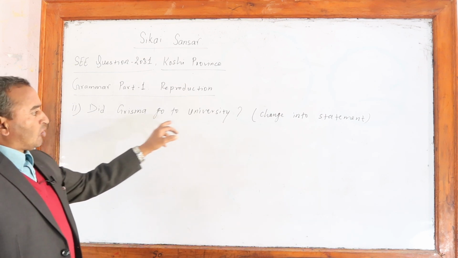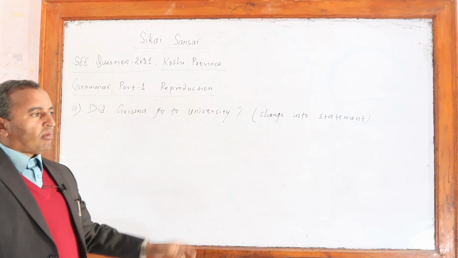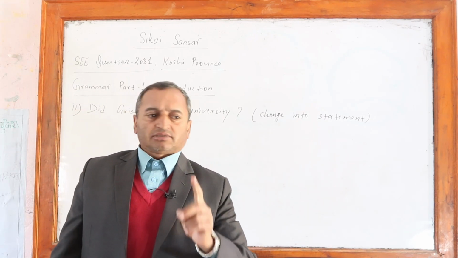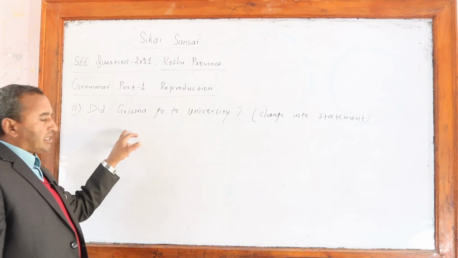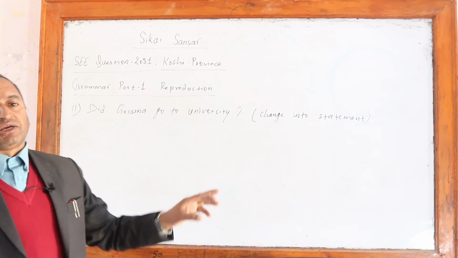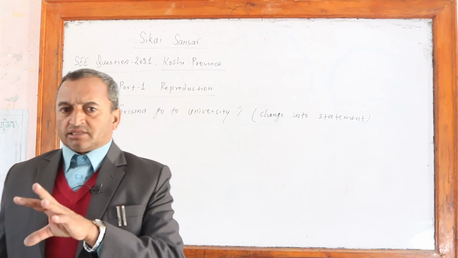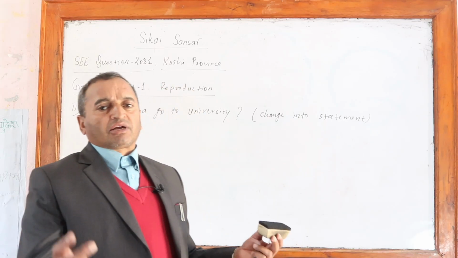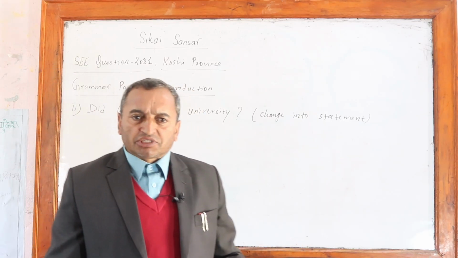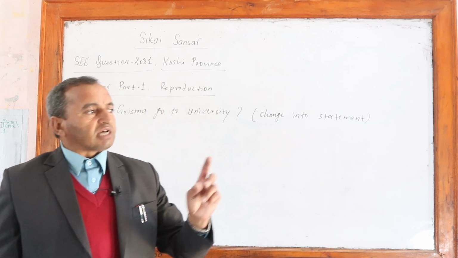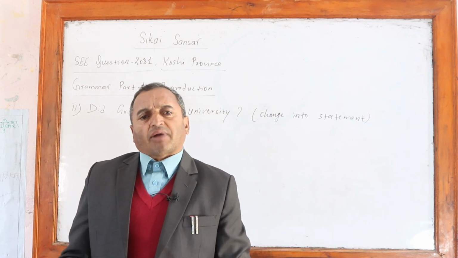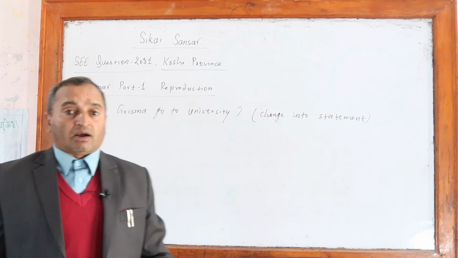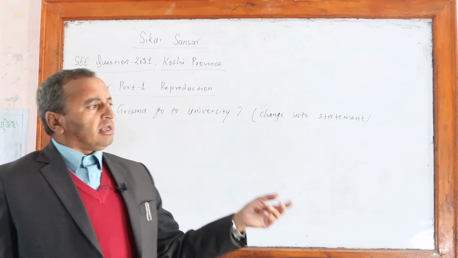Did Grishma go to university? It is a question. My dear students, do you know what type of question it is? Yes, as you have told, it is a yes/no question. There are mainly two types of questions, WH questions and yes/no questions. WH questions are the questions starting with WH words, and yes/no questions are those which start with auxiliary verbs or helping verbs, for example, do, does, did, have, has, had, may, might, can, could, shall, etc.